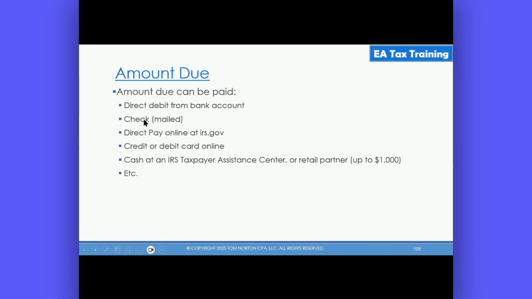You can also mail a check, just like we always used to do. You can pay online directly at irs.gov, and you can use a credit or debit card in order to do that. They will charge you a fee for that, but you can put it on a credit or debit card. You can also actually pay cash at an IRS taxpayer assistance center or at certain retail stores, but that is only for amounts up to $1,000. And there are other ways. You can always check the IRS website with all the changing technology and everything. They are always trying to make it easier and easier for you to pay them money. So there can be other ways that you can pay as well.